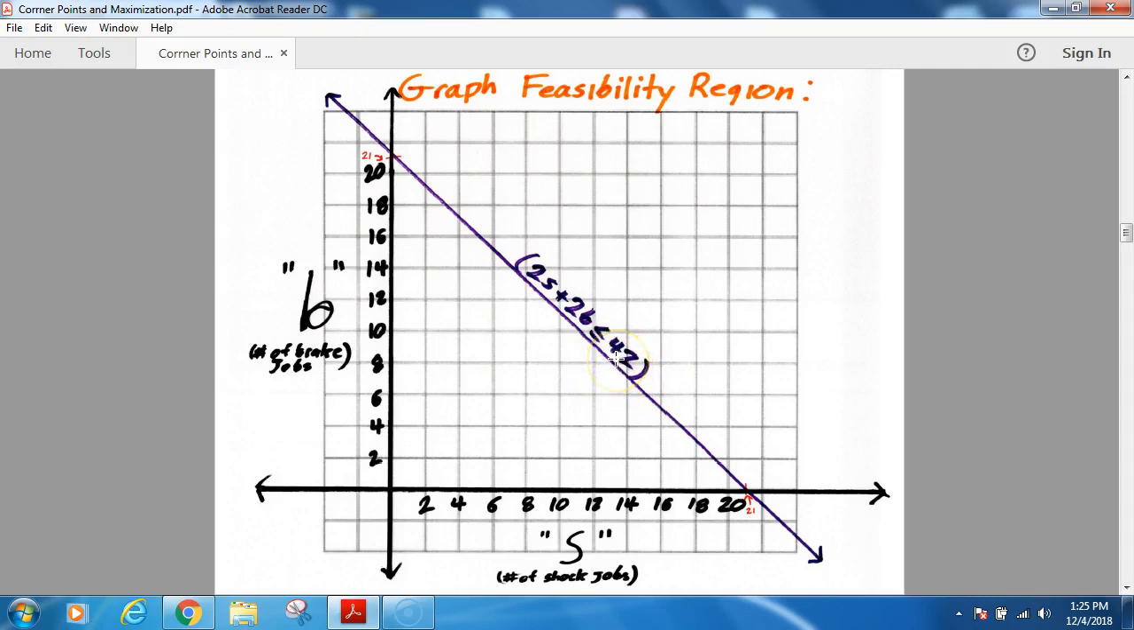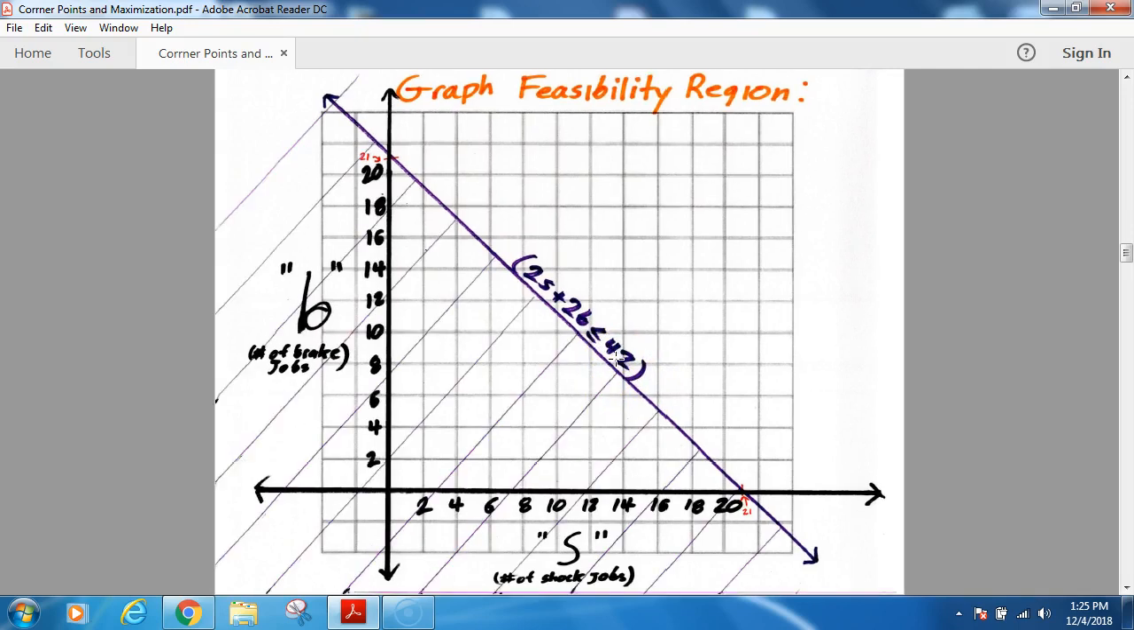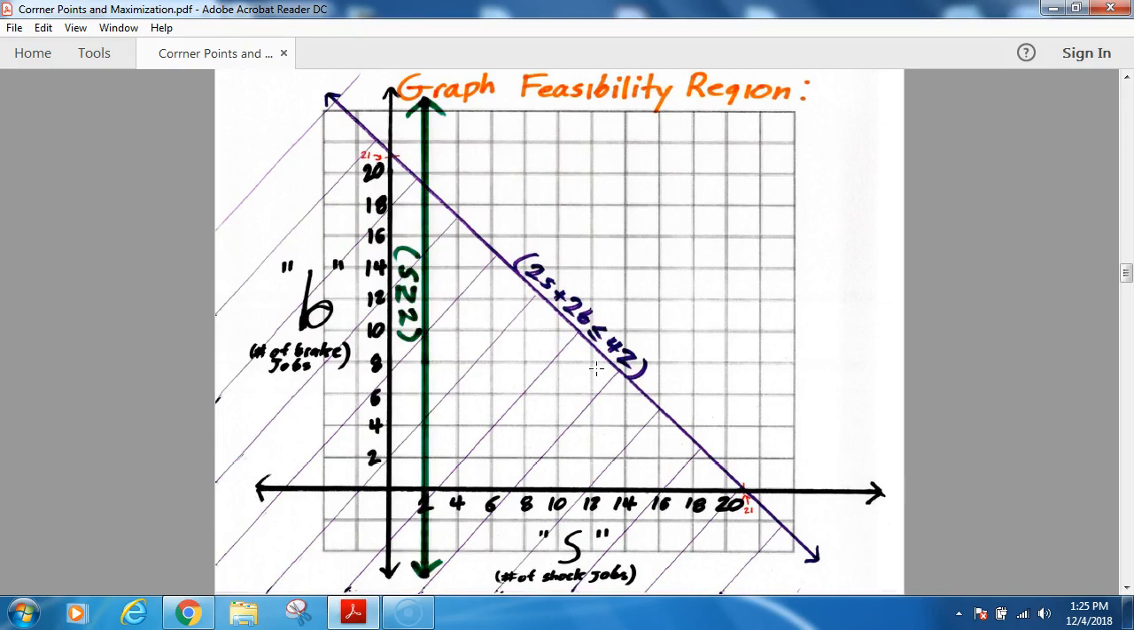And, of course, I want to shade on one side of the inequality, so here we go. We want to shade below that. Next up, we want to go ahead and graph our second inequality, the one based on the number of shock replacements in a week. And we know that has to be greater than or equal to 2, so we'll shade everything to the right of that.